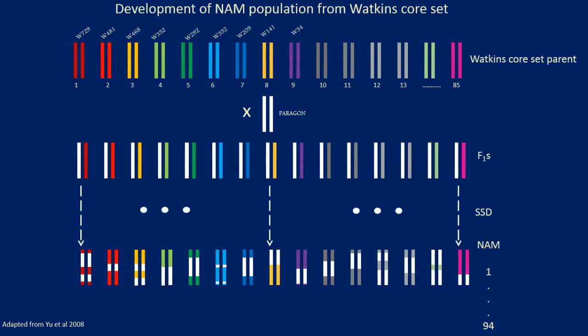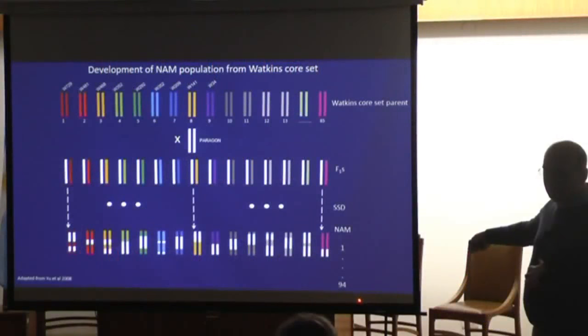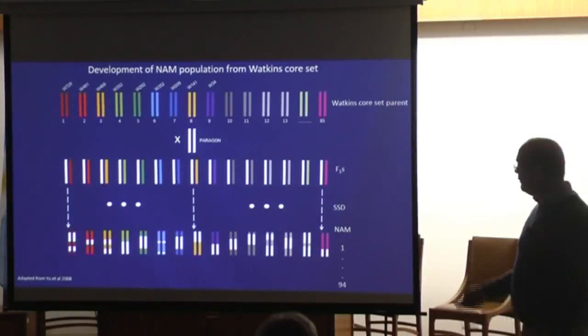This is basically an adaptation of a maize strategy developed in the US. So it's called a nested association mapping panel, and it's what we did. We crossed everything with a UK spring wheat called Paragon to make 120 real populations of 94 individuals, which makes this large set of over 12,000.